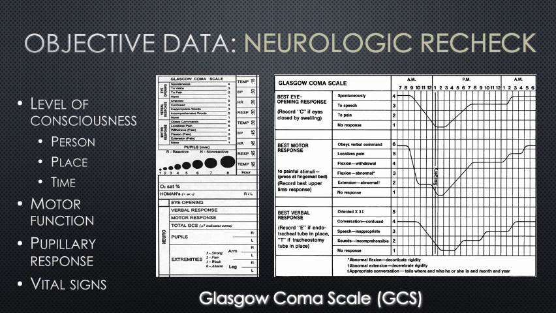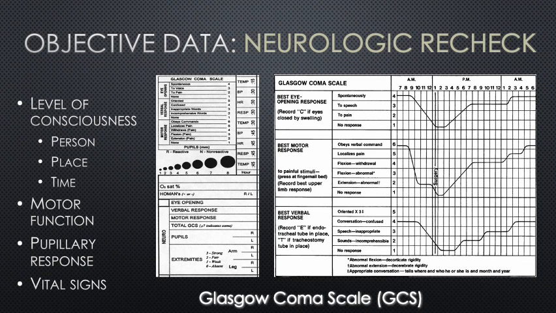The last couple concepts I want to remind you of is the Glasgow Coma Scale and how to do neurological checks or rechecks. The Glasgow Coma Scale you might be familiar with if you watch any type of medical drama on TV. And you have a patient that comes in and the EMT or the emergency room physician says, you know, Glasgow Coma Scale of 3, or they might say GCS of 4.